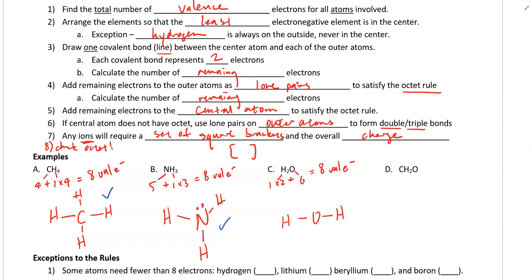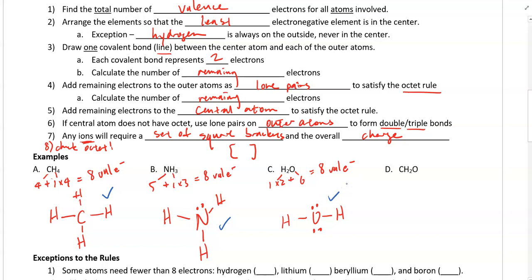Step number 4, add remaining electrons to outer atoms. Well, these outer atoms can't really accept them, so we're not going to do it there. We still have 4 remaining electrons. Step number 5, add remaining electrons to the central atom, and then we have that. All right, so we have octet rule satisfied. We have 1, 2, 3, 4, 5, 6, 7, 8 electrons assigned to oxygen. Good. Hydrogens, each of them have 2. We're good. 8 total valence electrons. We are all set. Check plus. Done.